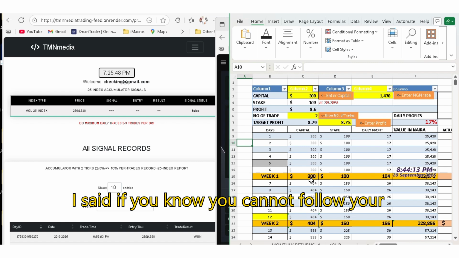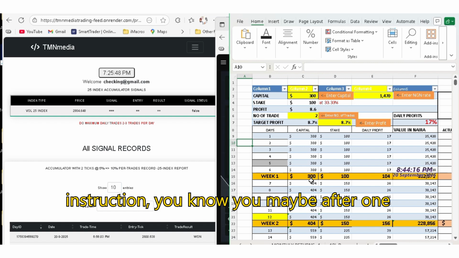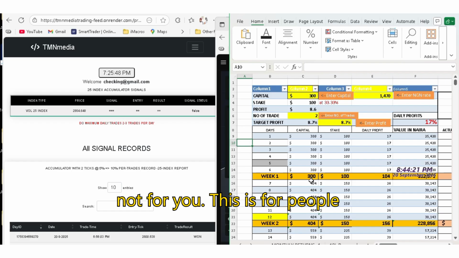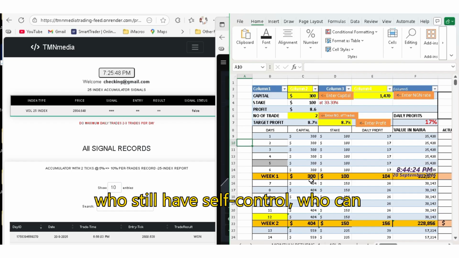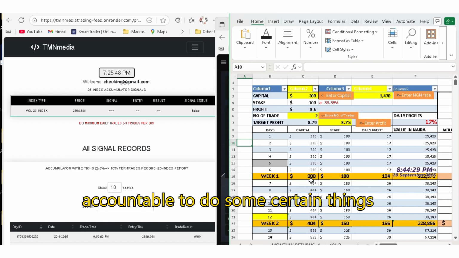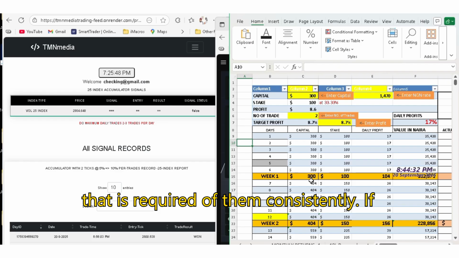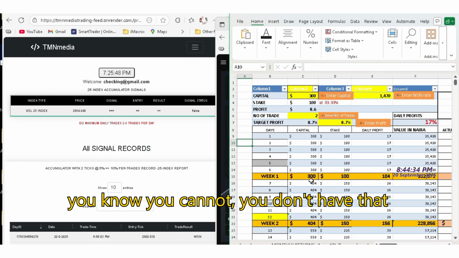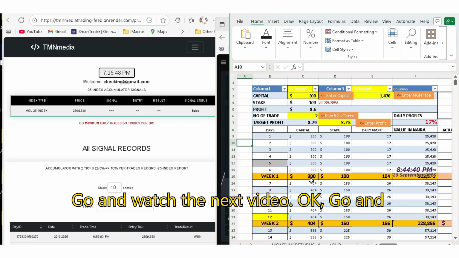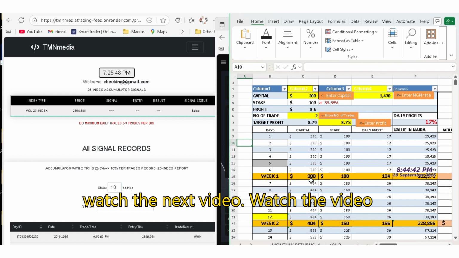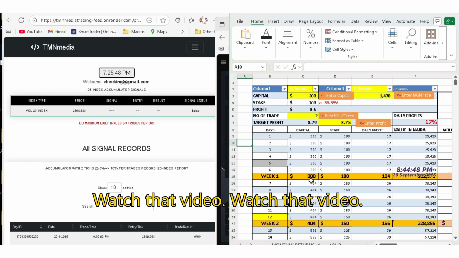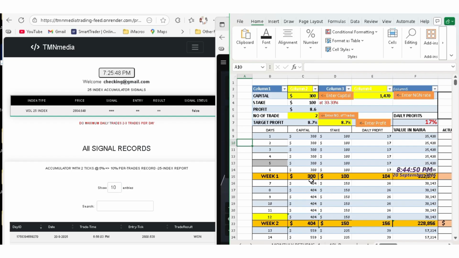That's why I said, if you know you cannot follow your instruction, if you know maybe after 1 week, 2 weeks, you will deviate, it is not for you. This is for people who still have self-control, who can hold themselves accountable to do certain things that are required of them consistently. If you know you don't have that ability, please skip this video. Go and watch the next video, the one that is popping up right now. That's what you need, not this one.